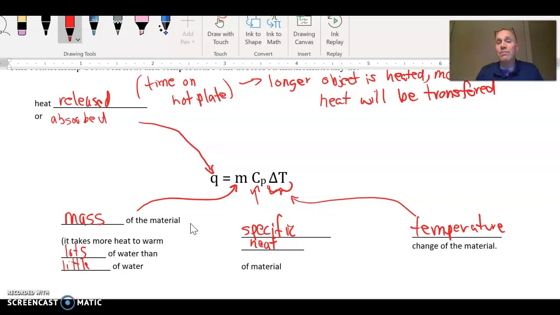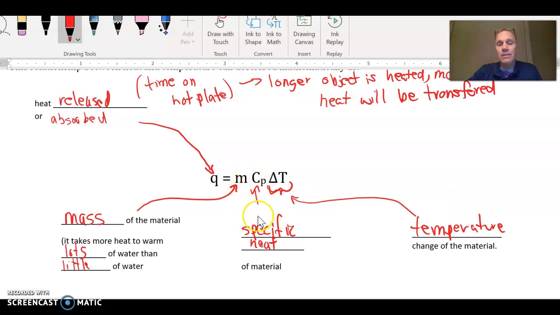If you did the same thing with a gallon of water, put it on top of the same flame for the same amount of time, its temperature is not going to go up by nearly as much. So mass is going to have an effect on this equation.